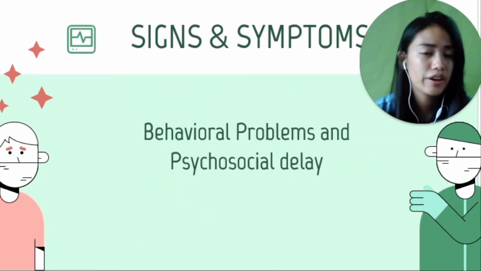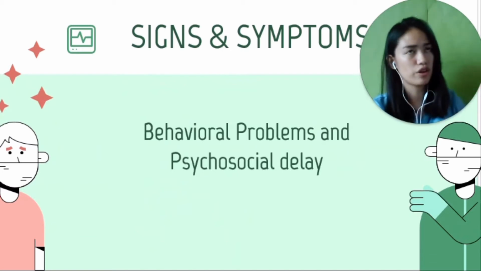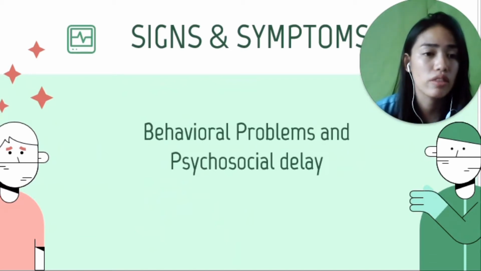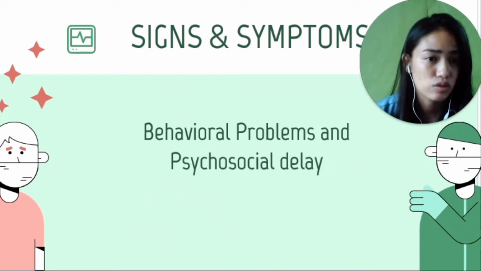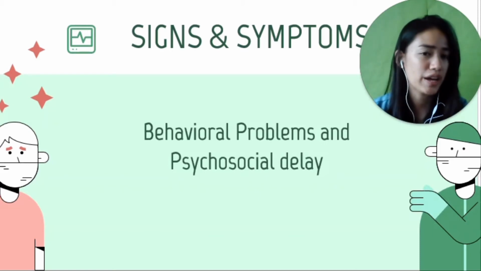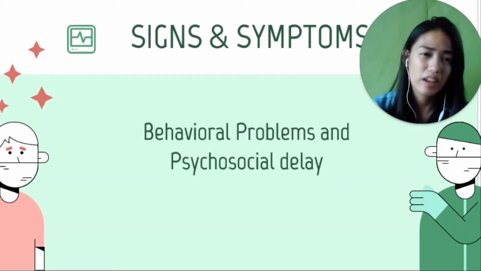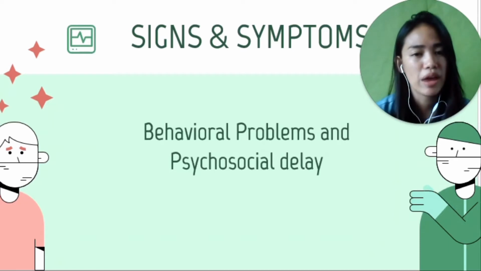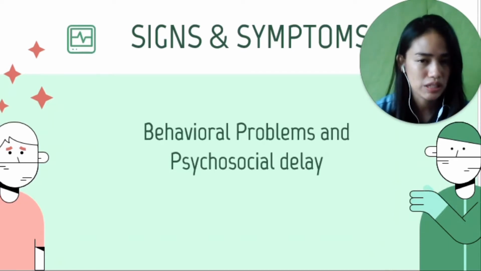So under auditory disturbances, a child may have difficulties with one or more of the auditory scales. So some cerebral palsy patients will need hearing aids. Next, we have behavioral problems and psychosocial delay.